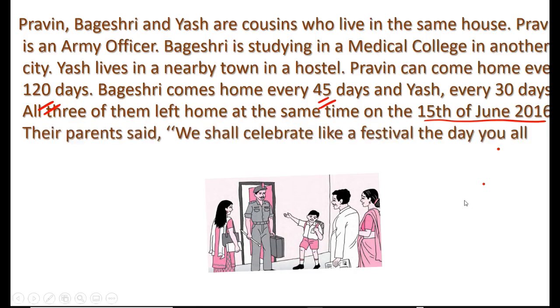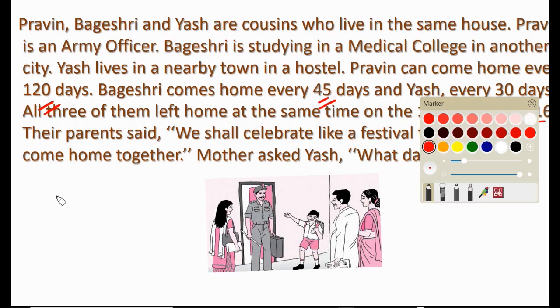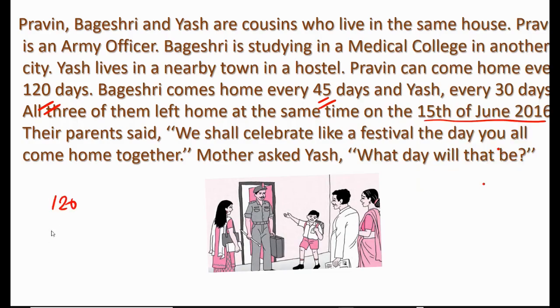Then what happened? Their parents said, "We shall celebrate like a festival the day you all come together." Mother asked, "What day would that be?" "Again you will go, but when you come back, you will come together." It is a matter of the parents' happiness. One person can come after 120 days, another after 45 days, and the third after 30 days.